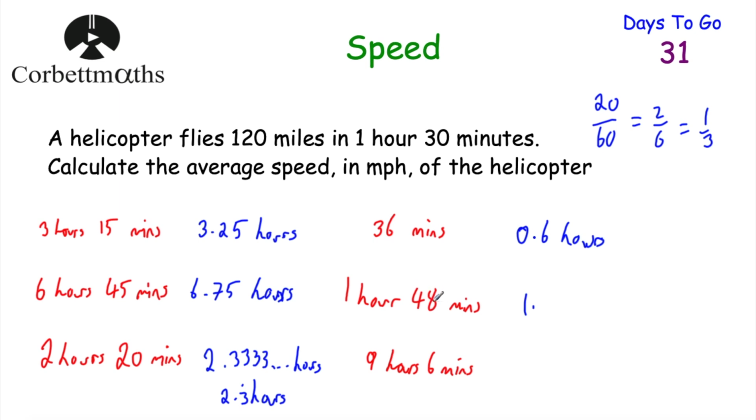So 48 divided by 60 is equal to 0.8, so it's going to be 1.8 hours altogether. And then finally, 9 hours and 6 minutes, that's going to be 9 point, and 6 divided by 60 is equal to 0.1, so that'll be 9.1 hours, and that's it. So if you got those, well done.